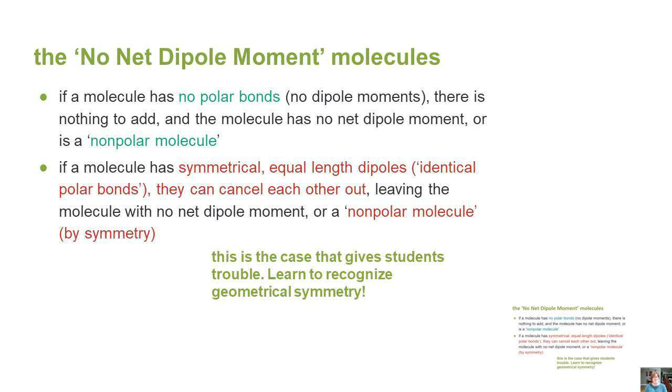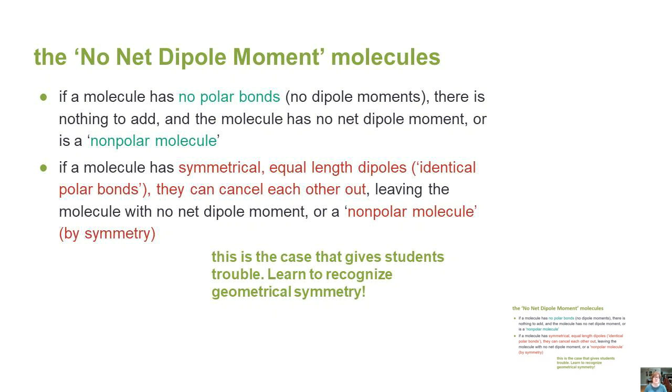I can also get molecules with no net dipole moment. One way I can get a nonpolar molecule, not a nonpolar bond, but a nonpolar overall molecule, is if the molecule has no polar bonds. If there are no individual dipole moments in the bonds, then there's nothing to add, and I end up with a nonpolar molecule. But the far trickier one is that I could have a molecule with symmetrical, equal length dipoles. So they all have the same electronegativity difference and they're all in geometrically symmetrical orientations, and they cancel each other out.